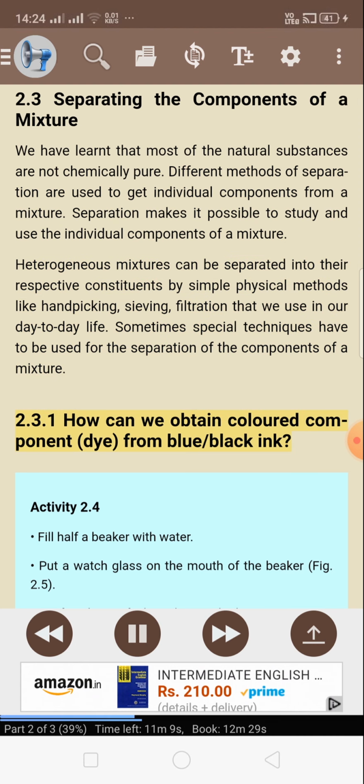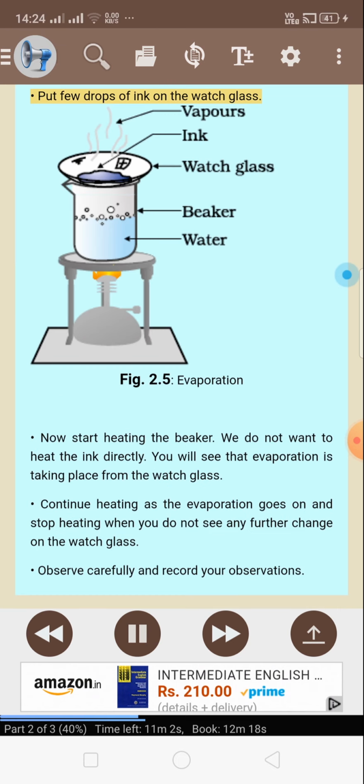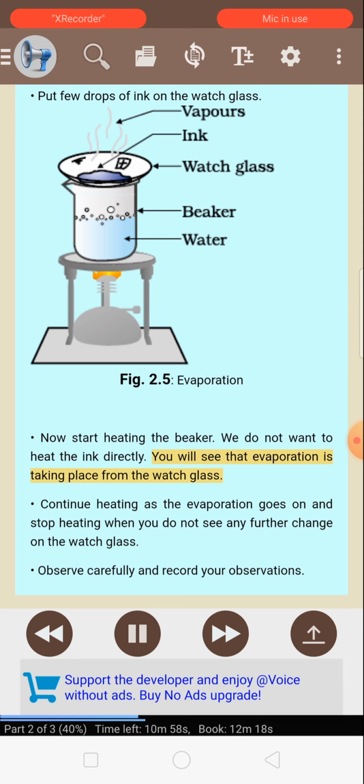2.3.1 How can we obtain the colored component dye from blue black ink? Activity 2.4. Fill half a beaker with water. Put a watch glass on the mouth of the beaker, figure 2.5. Put few drops of ink on the watch glass. Figure 2.5 Evaporation. Now start heating the beaker. We do not want to heat the ink directly. You will see that evaporation is taking place from the watch glass. Continue heating as the evaporation goes on and stop heating when you do not see any further change on the watch glass. Observe carefully and record your observations.